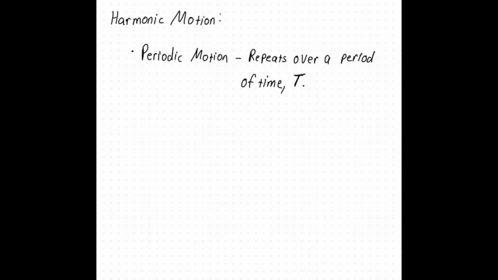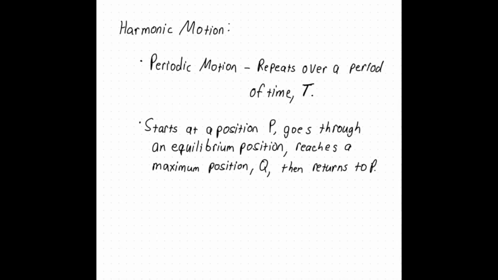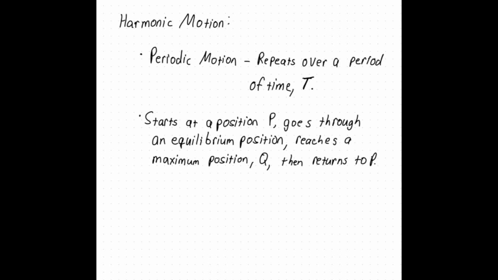So harmonic motion, there are a couple things about it. It's periodic. It repeats over some period of time, T. And when this happens, you have an object that will start at position P. It will go through some equilibrium position, and it will reach a maximum position, which we'll call Q. And then it will go back, turn around, and head to P. And it will keep going this way over and over again for as long as it can.